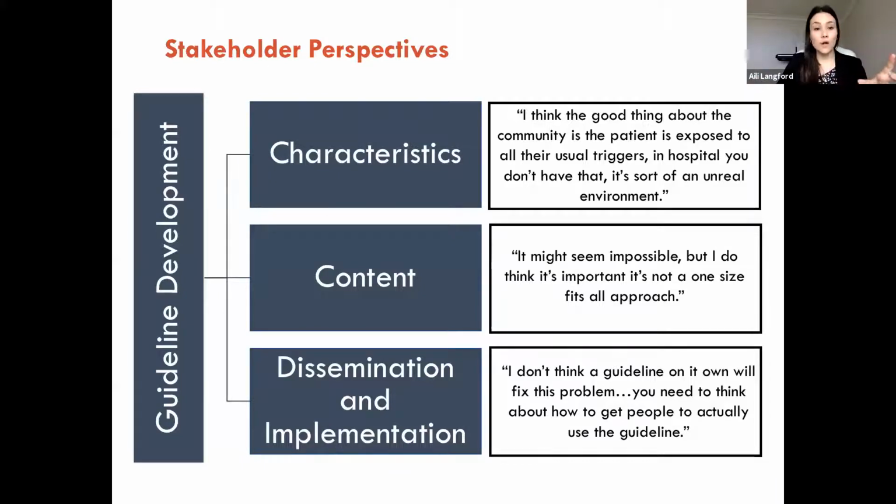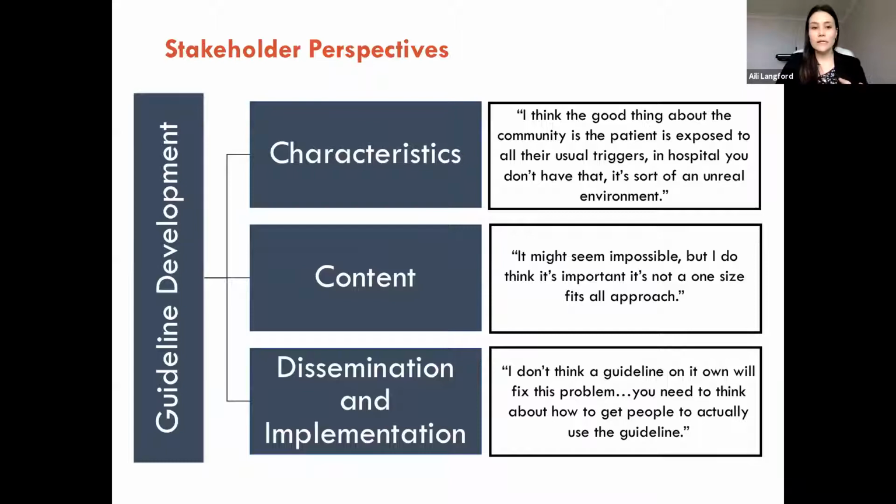Similarly, this quote for the content section says, "It might be impossible, but I think it's important it's not a one-size-fits-all approach." So this highlighted to us the need to have some sort of flexibility within our recommendations and thinking about how we're going to structure our guidelines to ensure that they could be applied to the individual needs and preferences for the populations for which the recommendations were applying. And I think this came quite clearly through our research that opioid consumers are not a homogenous population, and so this sort of flexibility would be required.